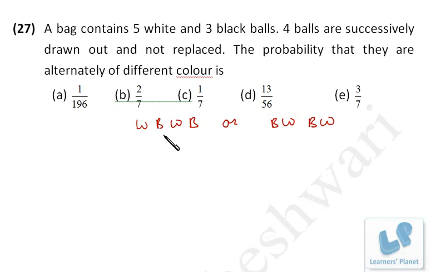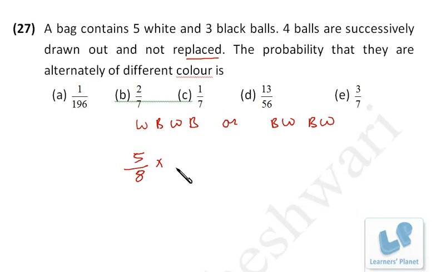Now the balls are not replaced. That means the first ball is coming out of 8 balls, the second ball is coming out of 7, the third one is from 6, and the fourth one is from 5. So we have to be clear about it. So first of all, I just consider this case. We have 8 balls. So what is the probability of getting a white ball? That's 5 by 8.